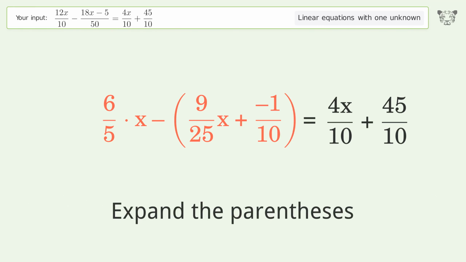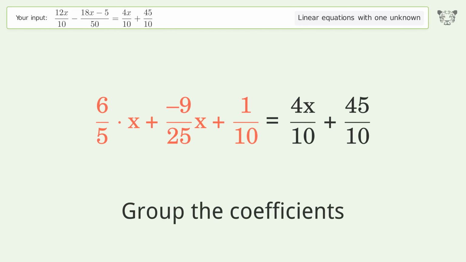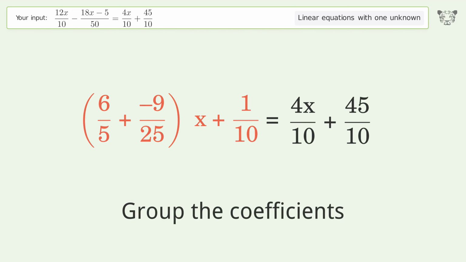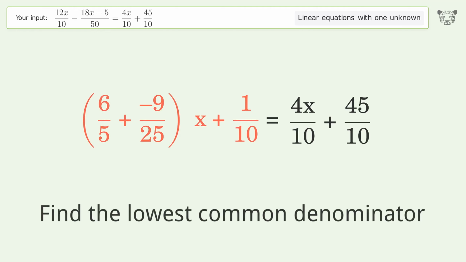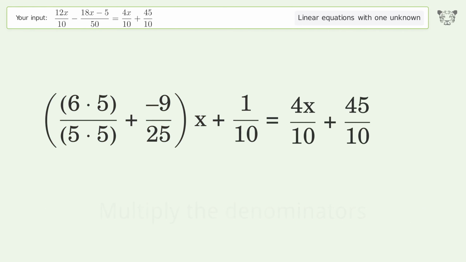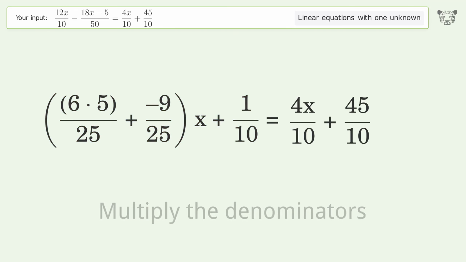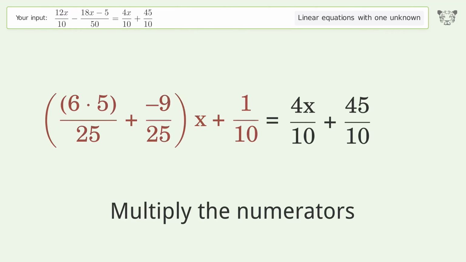Expand the parentheses. Group the coefficients. Find the lowest common denominator. Multiply the denominators. Multiply the numerators.